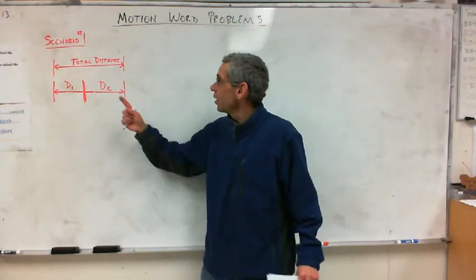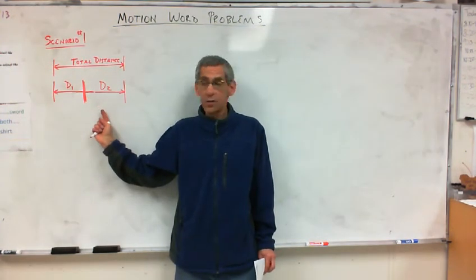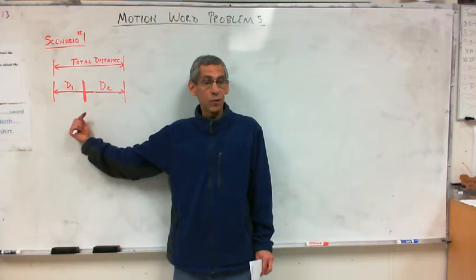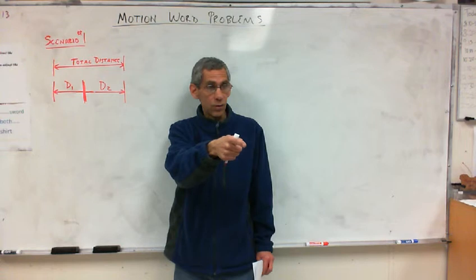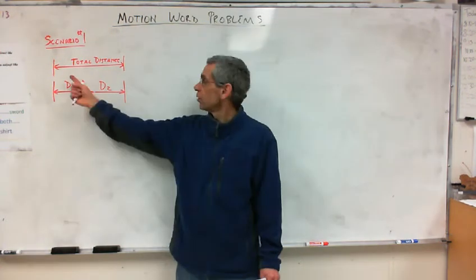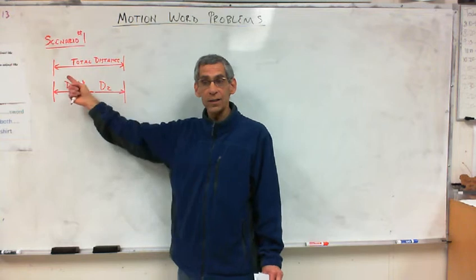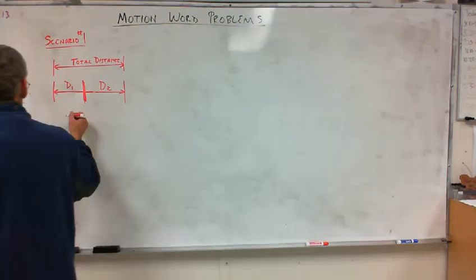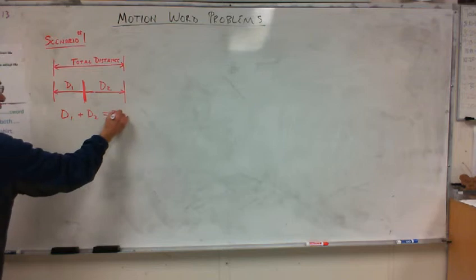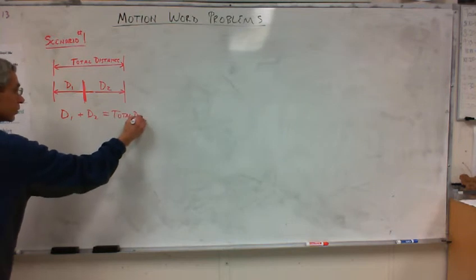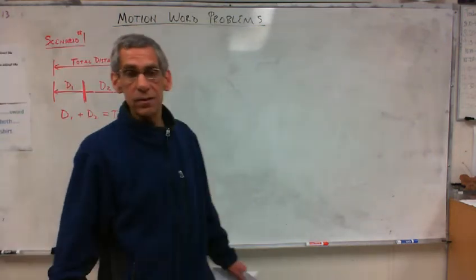Okay, scenario 1, total distance. We're leaving from this place. One person's going that way, the other person's going that way. What is the formula? D1 plus D2. Equals? D3. Equals? Total distance. Right, so D1 plus D2 has to equal the total distance, right? So I'm going to write that. D1 plus D2 equals total distance. All right, does that make sense?